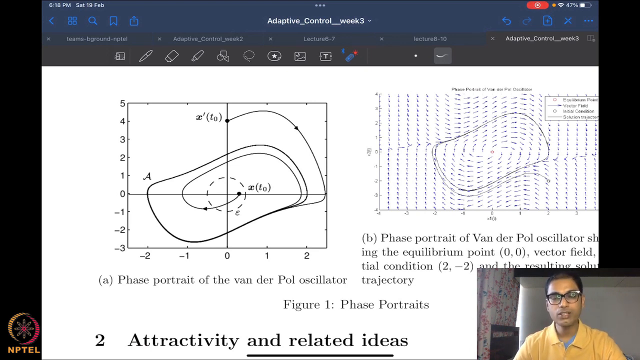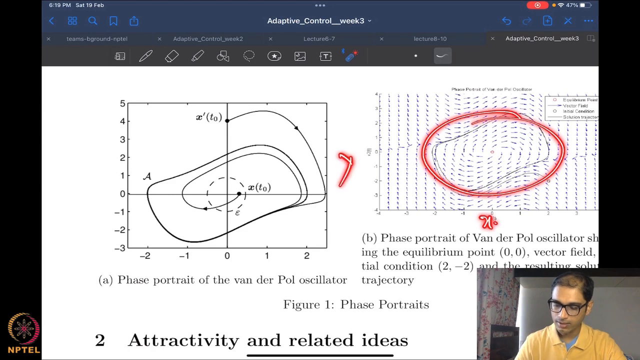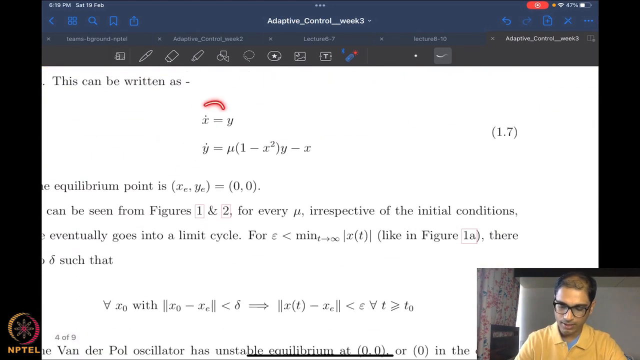So I would like you to look at the Van der Pol oscillator. Just look at the phase plane plots, not do any analysis, not try to find delta corresponding to epsilon and so on and so forth. But I want you to comment just by looking at the phase plane portrait, which is the plot between x and y states. And comment on the stability of the origin, whether it is stable, uniformly stable or not.